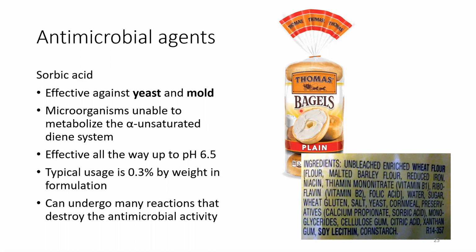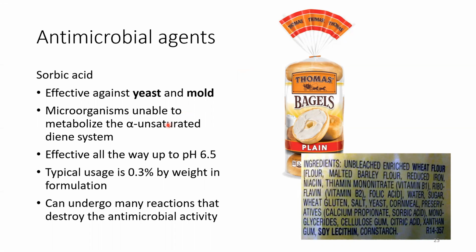Okay, another organic acid that's used as an antimicrobial agent is sorbic acid. Sorbic acid is effective against both yeast and mold. And by the way, I encourage you to keep track of which types of microorganisms each of these different acids inhibits. That is a question on your study guide. So sorbic acid is effective against both yeast and mold.